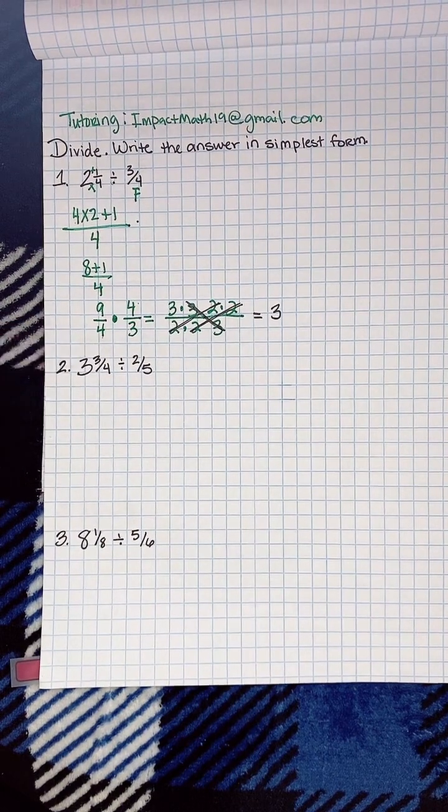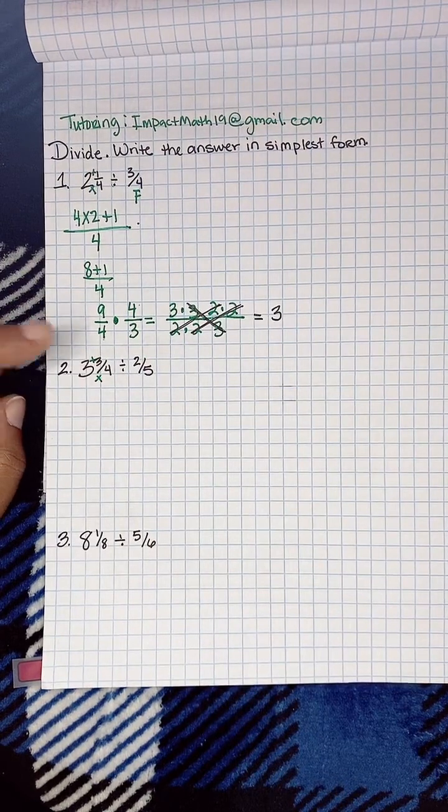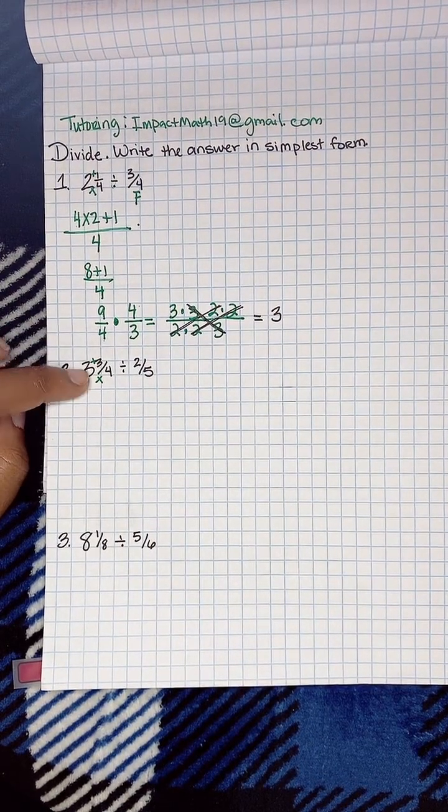Okay, so let's look at this one here. We're going to multiply and add. Can somebody put in the chat, how do we get this to an improper?